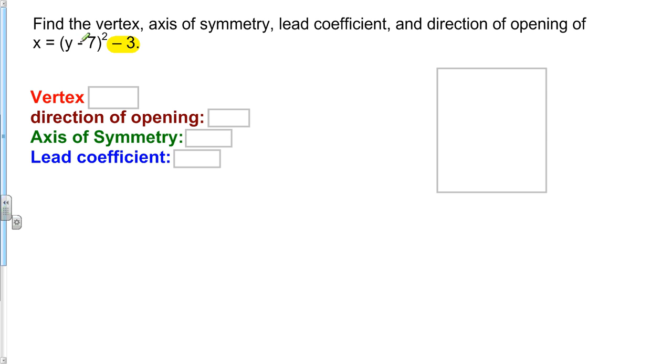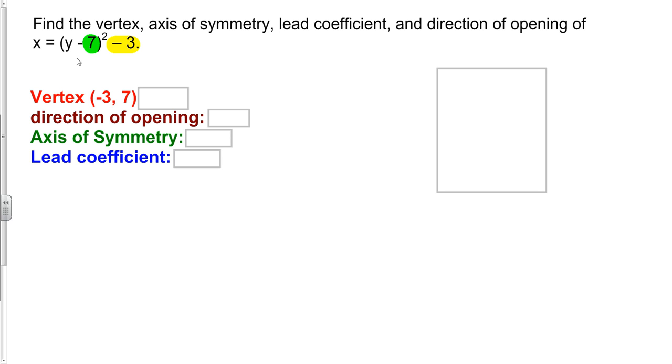Our y value is going to be the opposite of what's in the parentheses, paired with the y here. So in this case, it's y minus 7. That means that positive 7 is going to be our y coordinate of our vertex. So our vertex is going to be negative 3, positive 7. Again, this is flipped from where we usually find them.